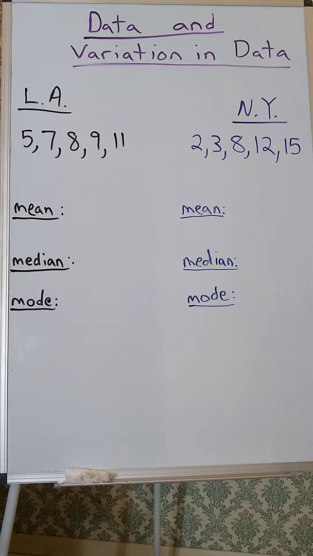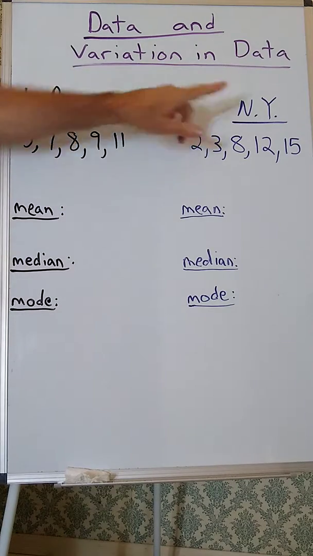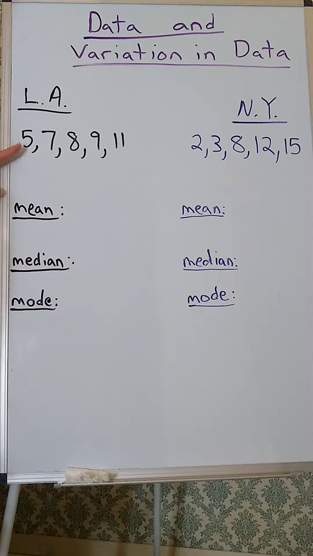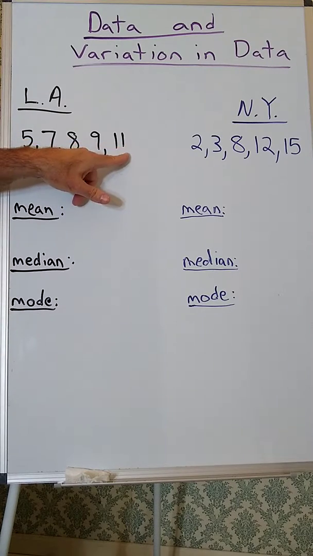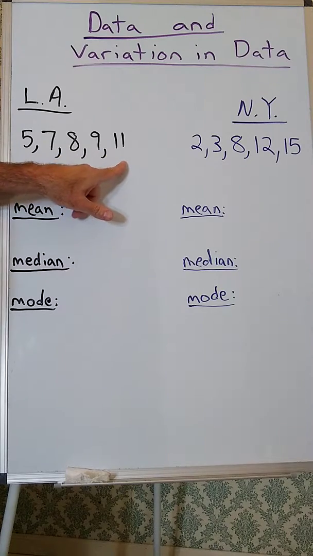So let's say these are prices of ice cream in dollars in Los Angeles and in New York, and we wanted to compare the price of ice cream in Los Angeles to the price in New York. Let's say we asked 5 different places in Los Angeles how much ice cream is, and they told us 5, 7, 8, 9, and 11. I already put these numbers in order from least to greatest.